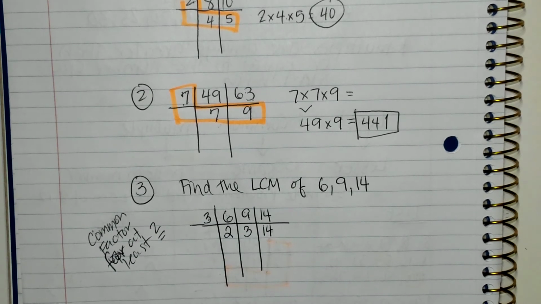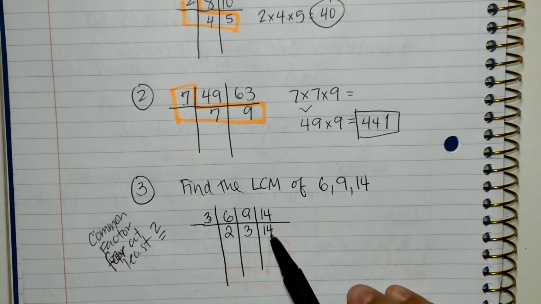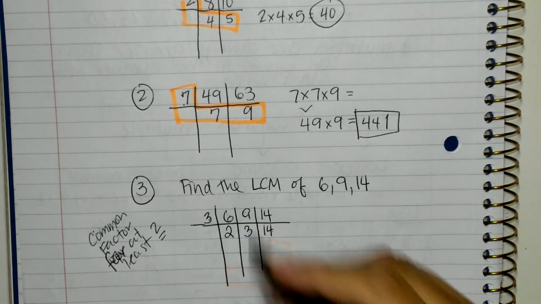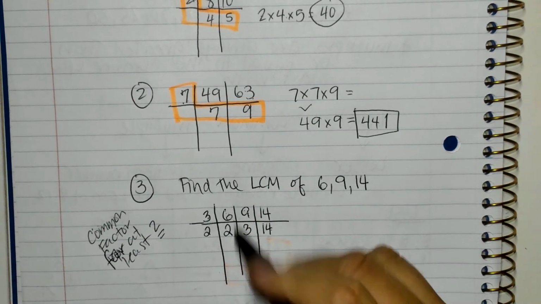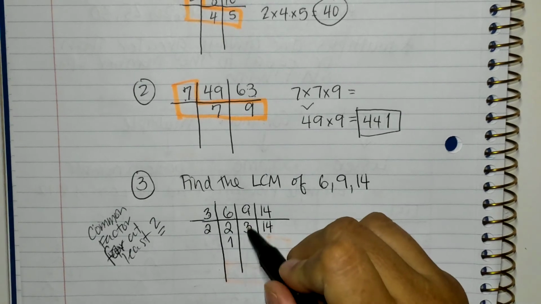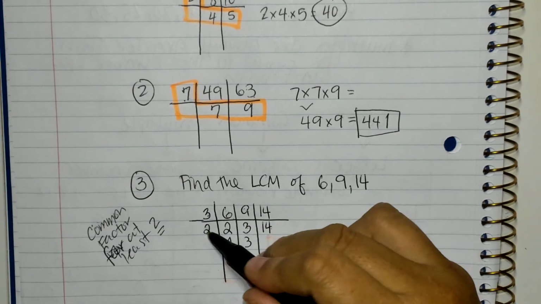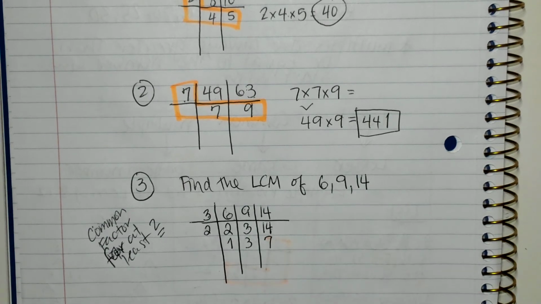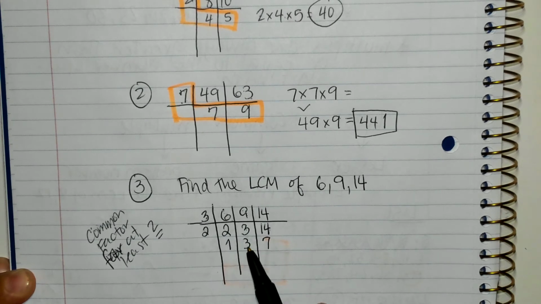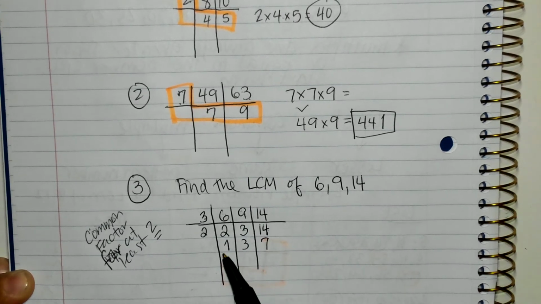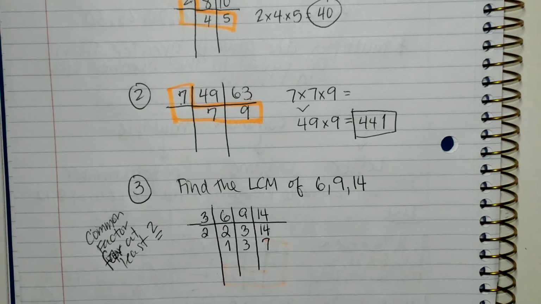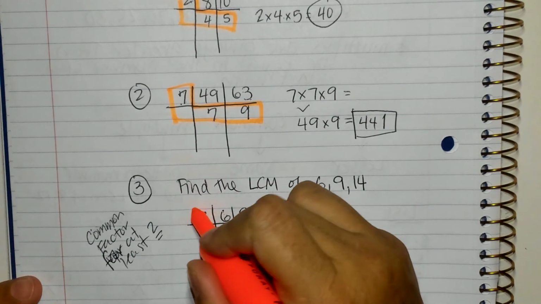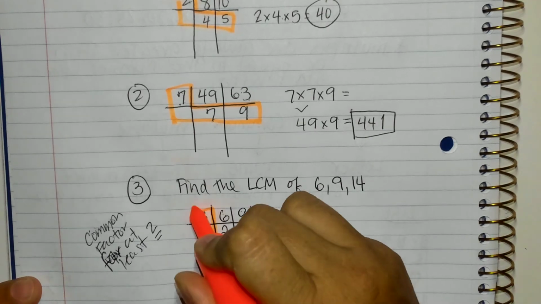Okay, now what I'm going to do is I'm going to look for a common factor that goes into, again, at least 2 of these, and I see that 2 goes into 2. It doesn't go into 3, so I move the 3 down, and it goes into 14 7 times. Is there a number that goes into 1, 3, and 7? No, these are all prime. So I can't go any further. So this is my L.